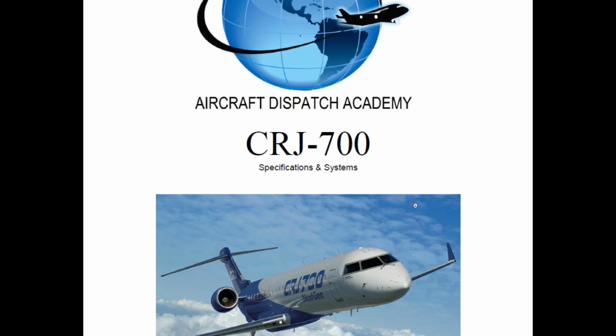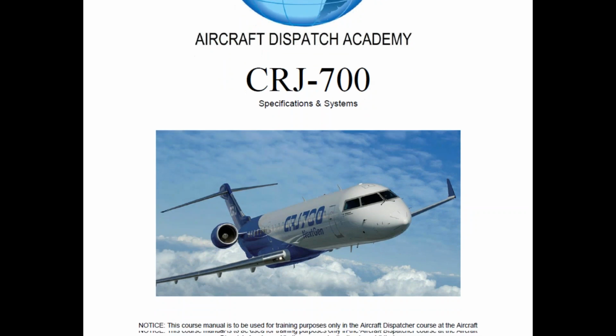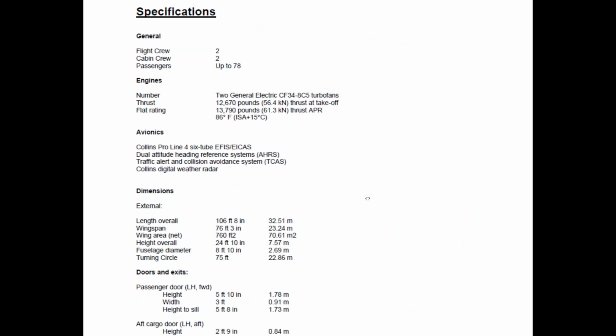So now we are into the CRJ700 Specifications and Systems. Specification-wise, and this document will be available for you guys as well. It's already been in the Google Drive, in the CRJ700 folder, but it also will be in the week 3, day 3 folder too. So in general, we're just going to start out with the basics. The CRJ700 has a flight crew of 2 and a cabin crew of 2.